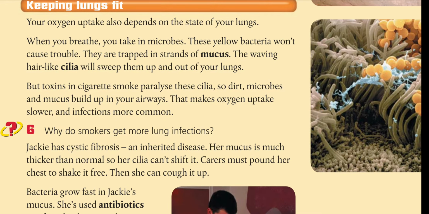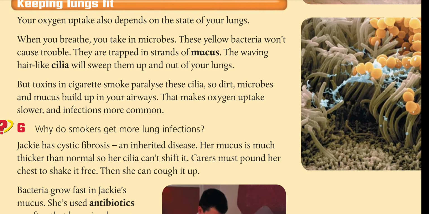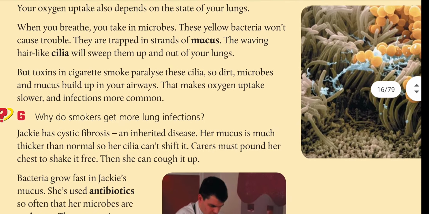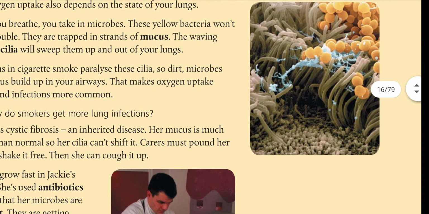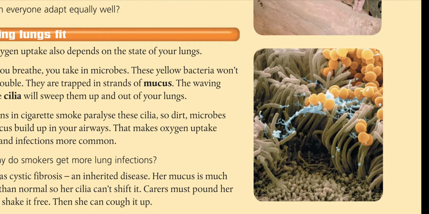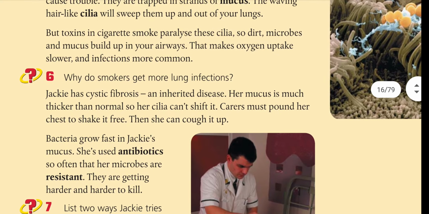So he said that toxins found inside cigarette smoke paralyze the cilia, and they become very dirty. Microbes and mucus also build up inside the airways, which can make oxygen uptake slower, and infection more common in other parts of the lungs. So the problem is that this area is not working perfectly. All of the toxic material will stay on this part and be trapped inside the cilia area, and they also keep the bacteria working better than before.